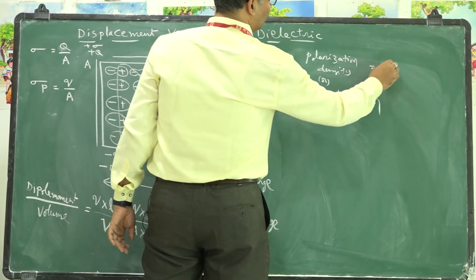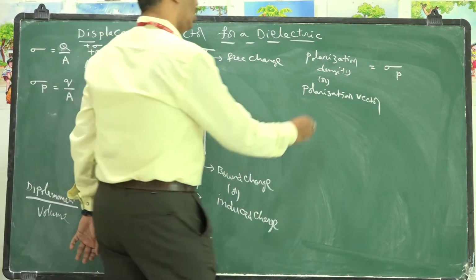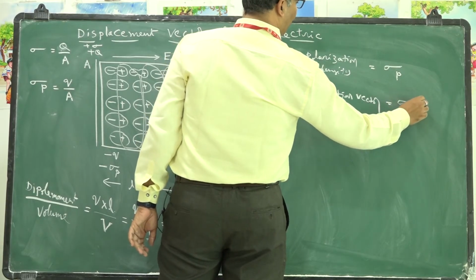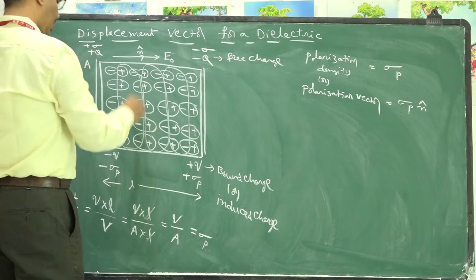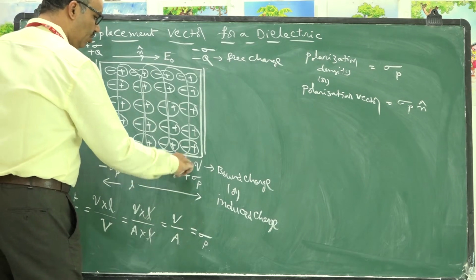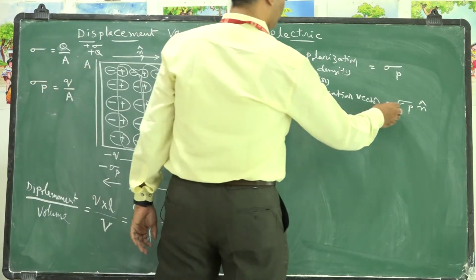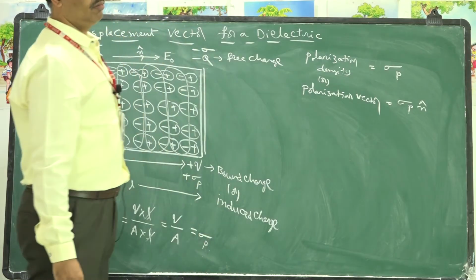If you want, it is numerically equal to sigma P. If you want to represent it as a vector, sigma P into n cap. What is n cap? Unit vector in this direction, because the dipole moment is also directed from negative charge to positive charge. So sigma P into n cap will give the polarization vector.